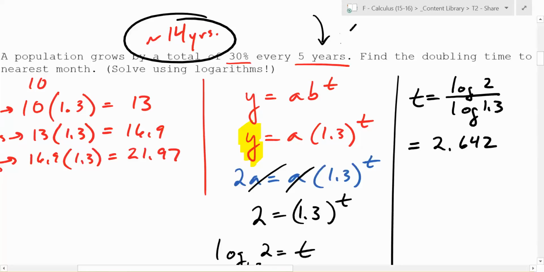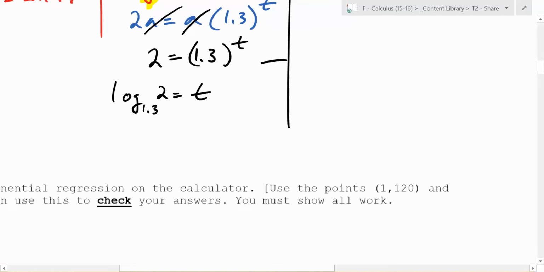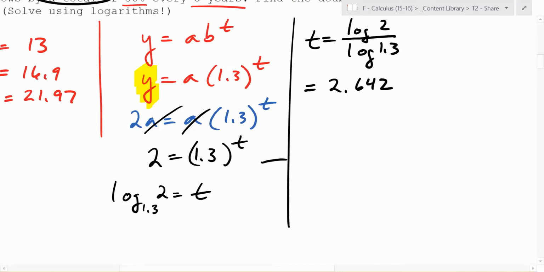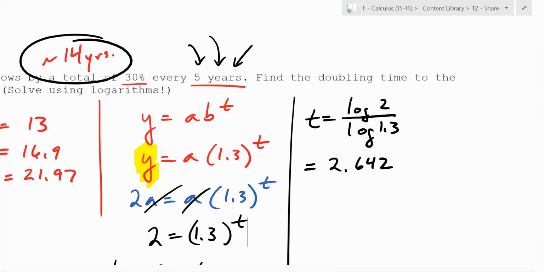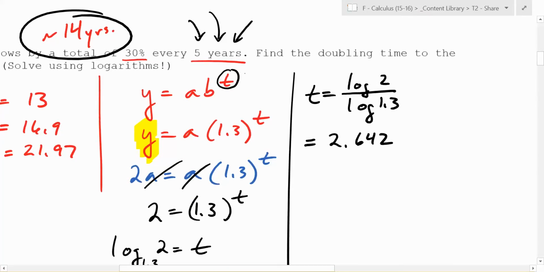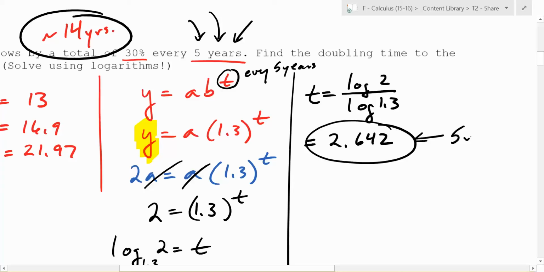I'll give you a hint. Every 5 years, right? Remember I told you the t could be different? What does this mean? What does t represent? Every 5 years. So what's the unit on this right here? That unit is 5 years, right? So what should we multiply it by to get years? 5. Multiply it by 5. Tell me what you get.